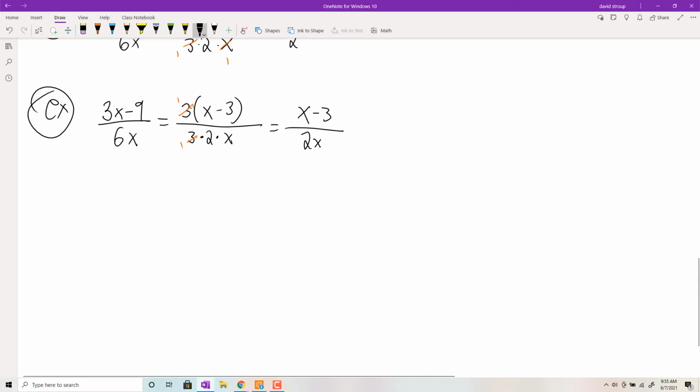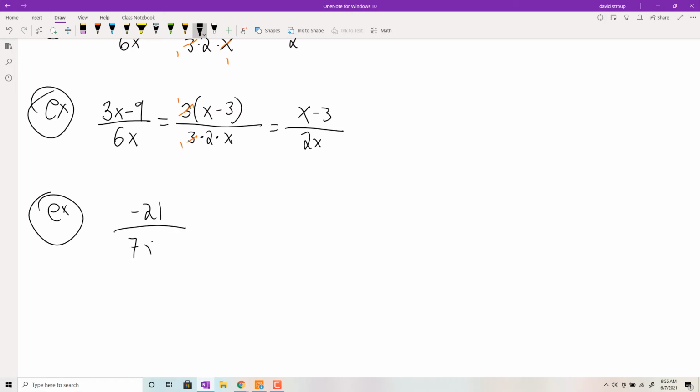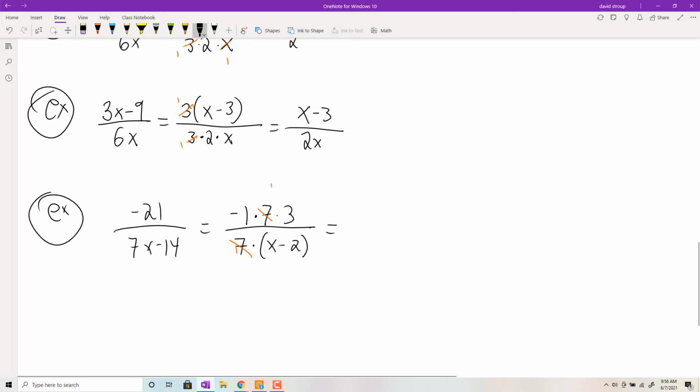Let's keep on moving here. So I have negative 21 all over 7x minus 14. In the numerator, you can factor that. If you worry about the negatives, you can factor negative 1 times 7 times 3. And in the denominator, you can factor a 7. And then you have 7 times x minus 2. So what can we do? Remove the 7's, right? And then in the numerator we have negative 3. In the denominator we have that factor x minus 2. Just think of it in my brain as having parentheses around it. It's one factor. I'll get rid of this, but we don't write the parentheses.